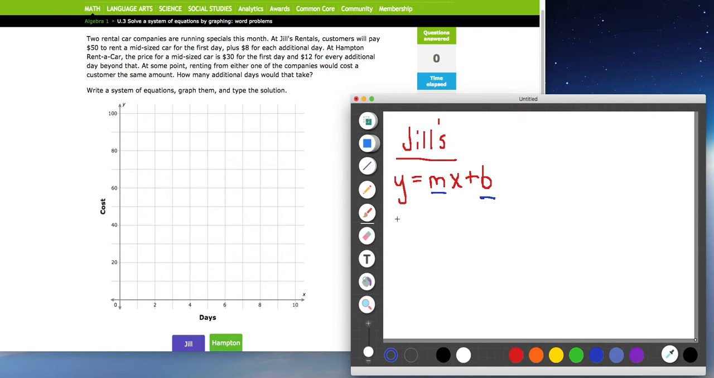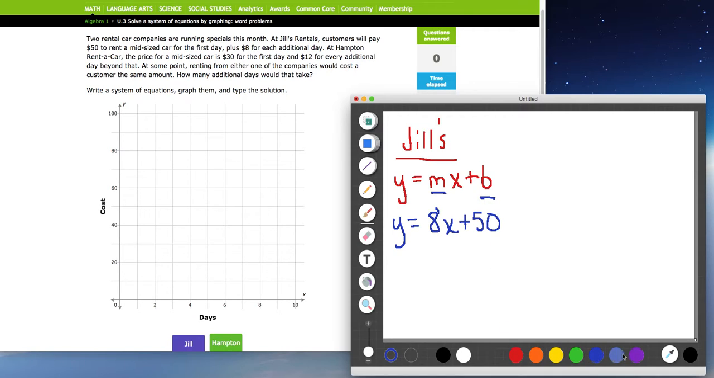So for this equation, I'm going to write y equals, where y represents the total cost, y equals the rate of change, which is $8. So I'll say 8x, and x represents the amount of days that you have the car, plus the initial starting fee, or the y-intercept. The initial starting fee is $50, so $50 here.